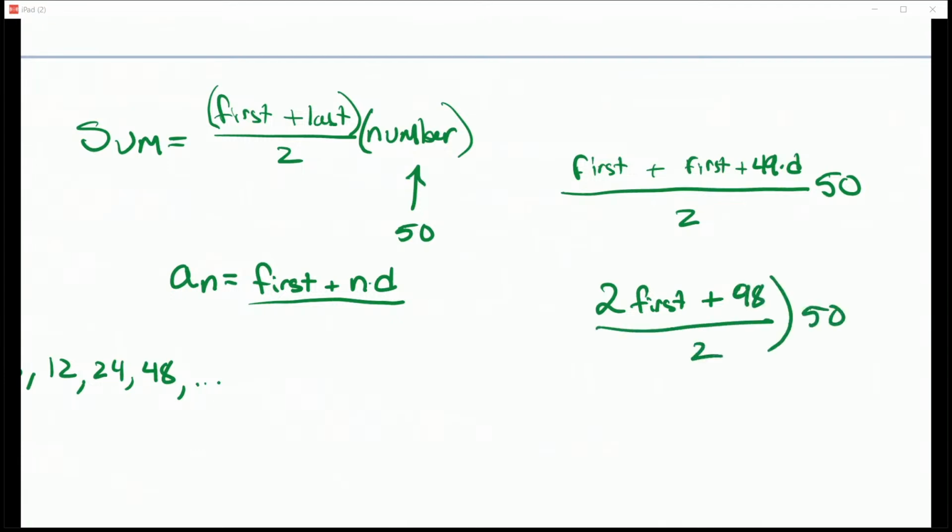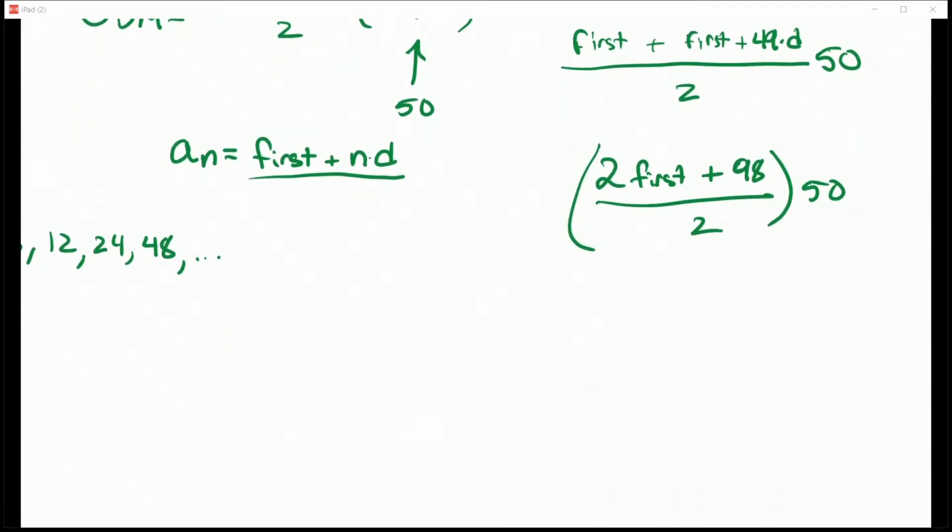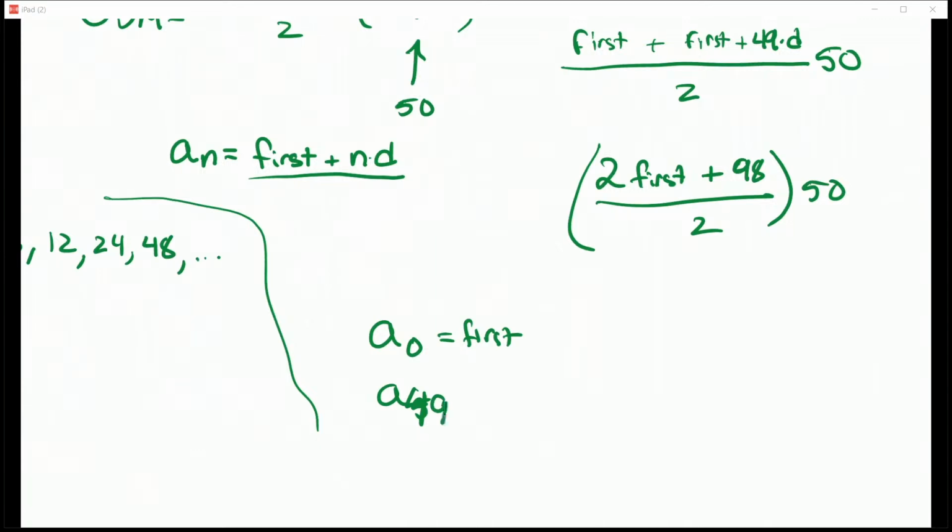You know what? I could have done this so much easier, but I'm just doing it off the cuff here. I should have done it this way. Let's let a sub 0 equal the first term. And then that means that a sub 49 is going to be the first term plus 98, because you're adding 2 to get each of the next terms. So I could have done that. Then this would be 2 times a sub 0.